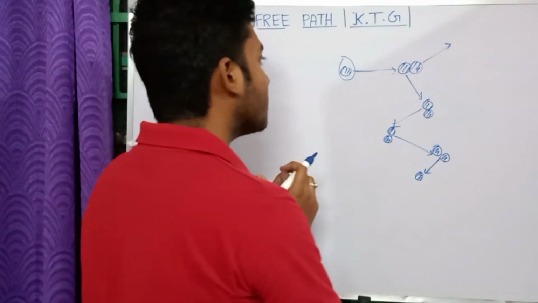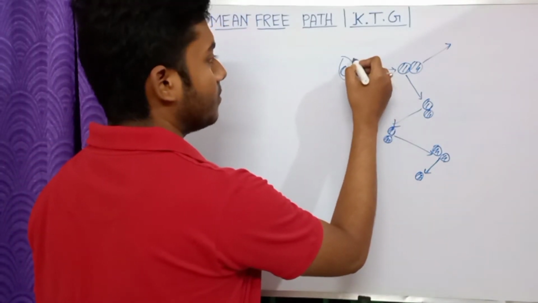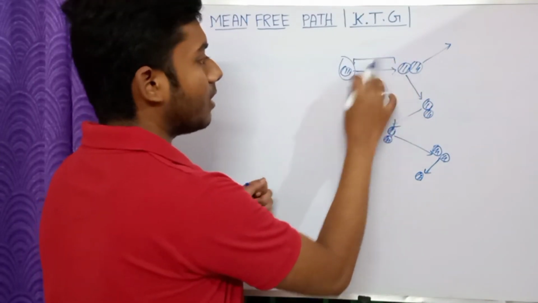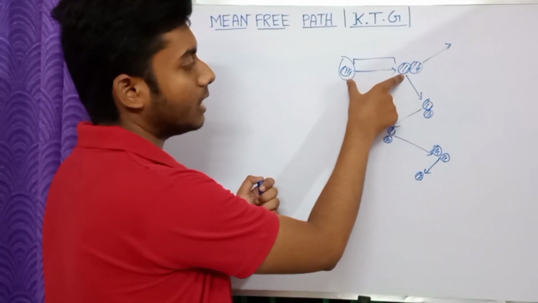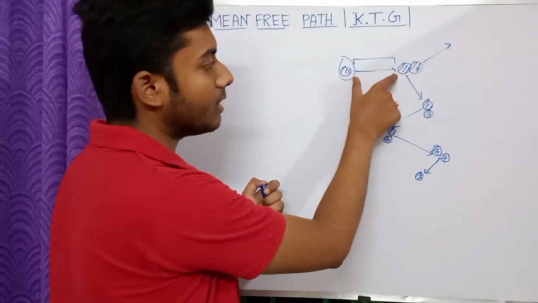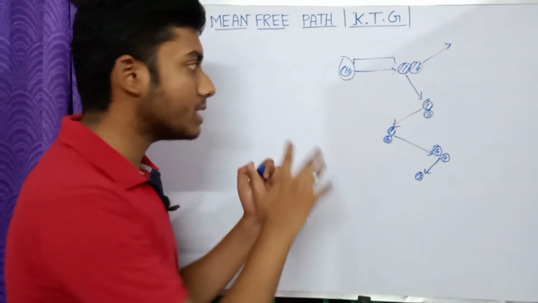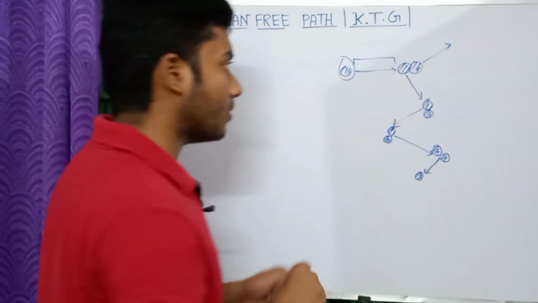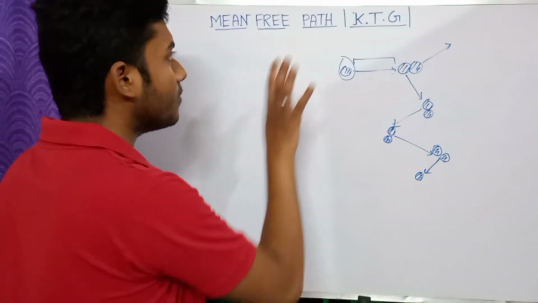Now how can we find the free path? All the lengths of the free paths between the collisions, that is, the distance traveled between the first collision, the second collision, the third collision, are completely different, and we do not know the relation between these distances. So that's why we have to calculate the mean or average free path.